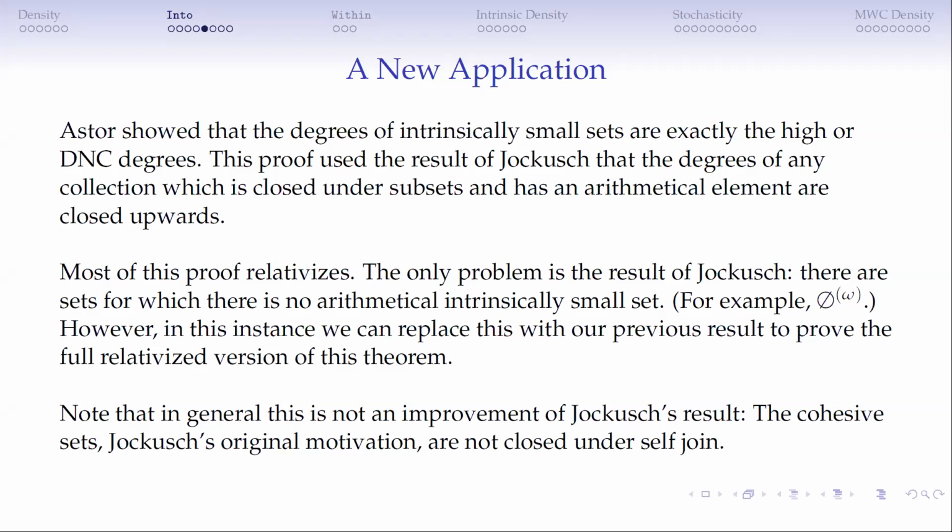But fortunately, in this setting, we can just replace Karl's result with the lemma we just proved to show that this relativizes in general. So it really is the case that the X high or X DNC degrees are the degrees of X intrinsically small sets. And it's worth noting that this isn't a refinement of Karl's result because it doesn't apply to the cohesive sets, which was the original motivation for his upward closure property. So it's just a different principle that can apply in different scenarios.